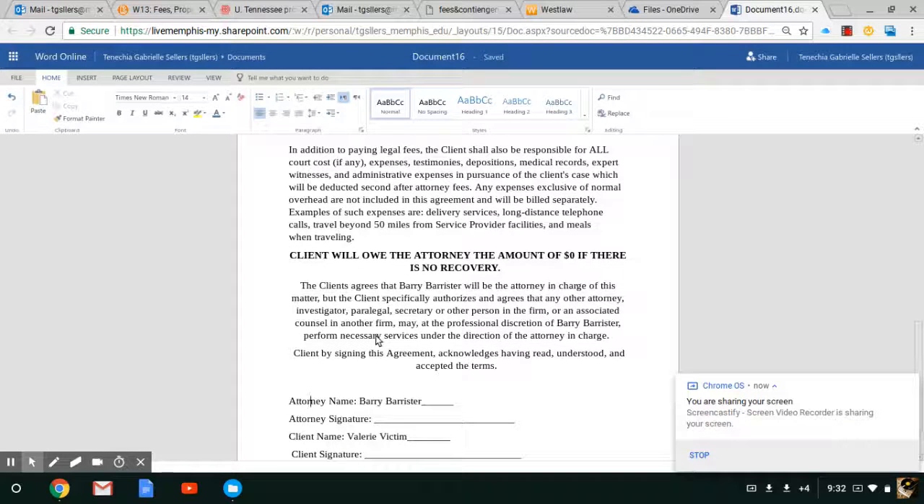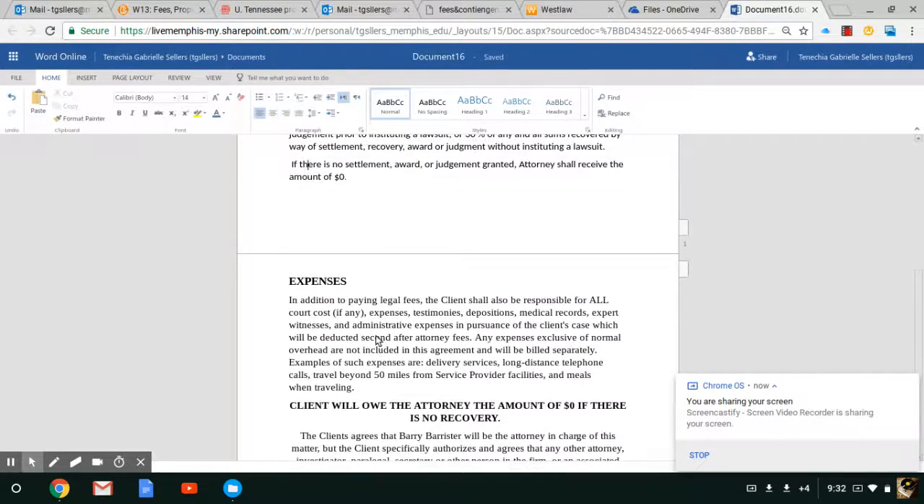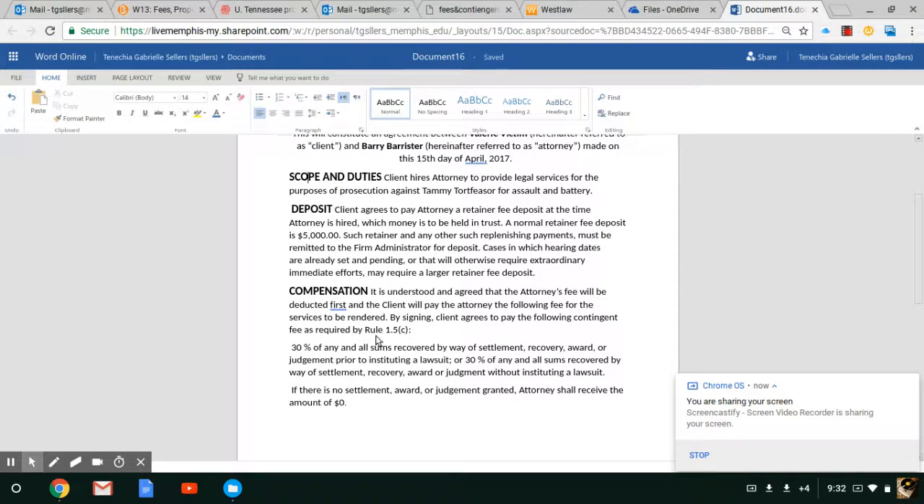In the deposit section here, it tells you that the retainer fee deposit is required at the time the attorney is hired, which money is to be held in the trust fund. The normal retainer fee deposit is $5,000. Such a retainer fee and other payments must be remitted to the firm administrator for deposit.